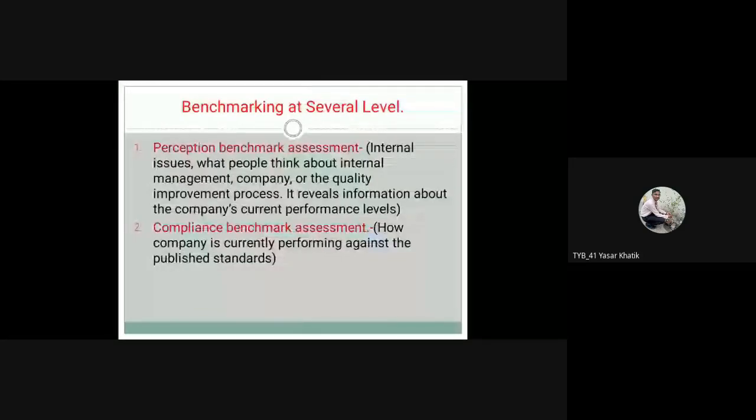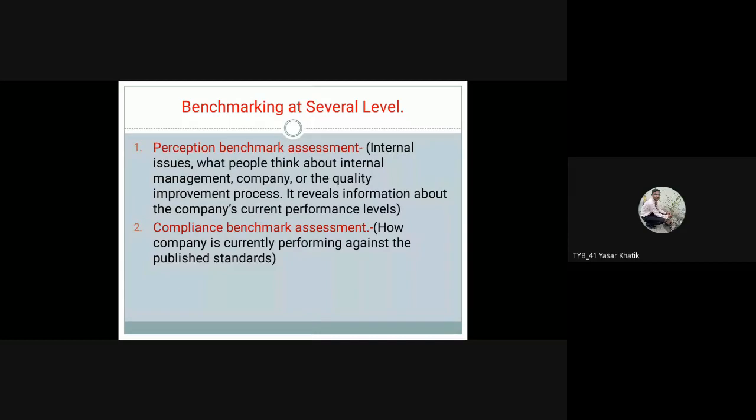जेणेकरून आपलं आयडेंटिफाय व्हॉट एव्हर the defects in terms of the people thinking, in terms of the performance, that time we have to do some internal benchmark assessment. Okay. Second is a compliance benchmark assessment.